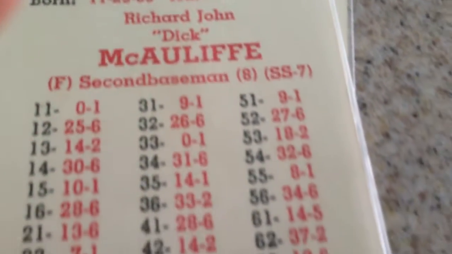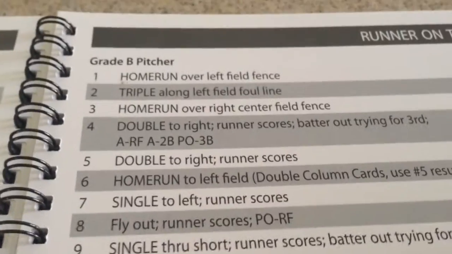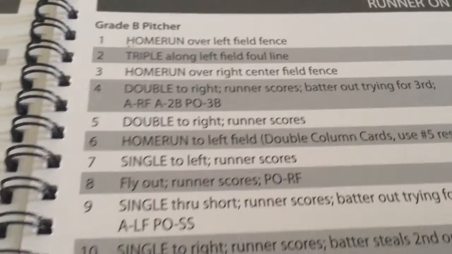55 is an 8. Let's see what we get here. Runner on third base. An 8 with a B pitcher is a fly out to right field. But the Tigers get back one run after four innings. Angels 4, Tigers 3. He leads off the top of the fifth.